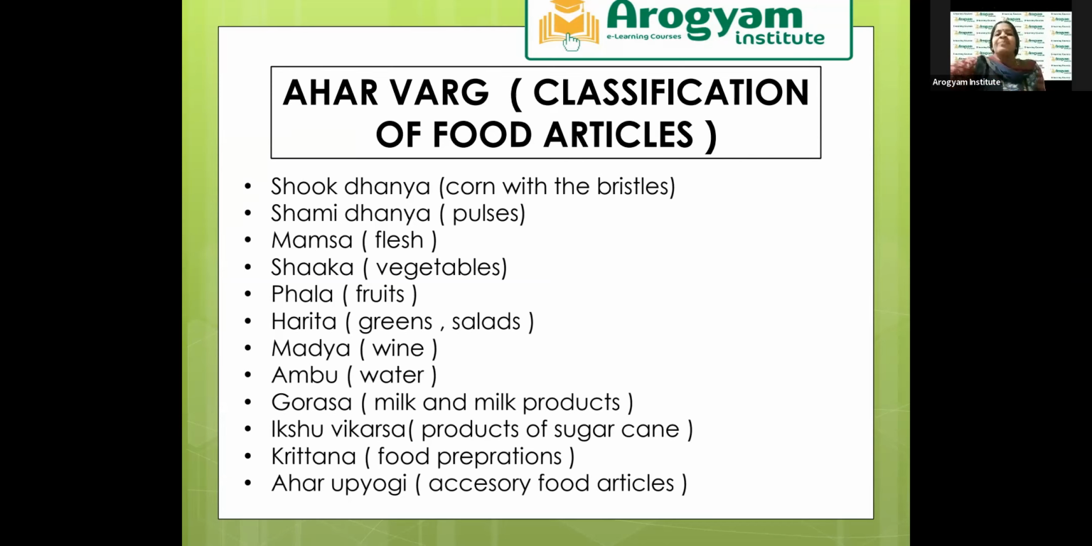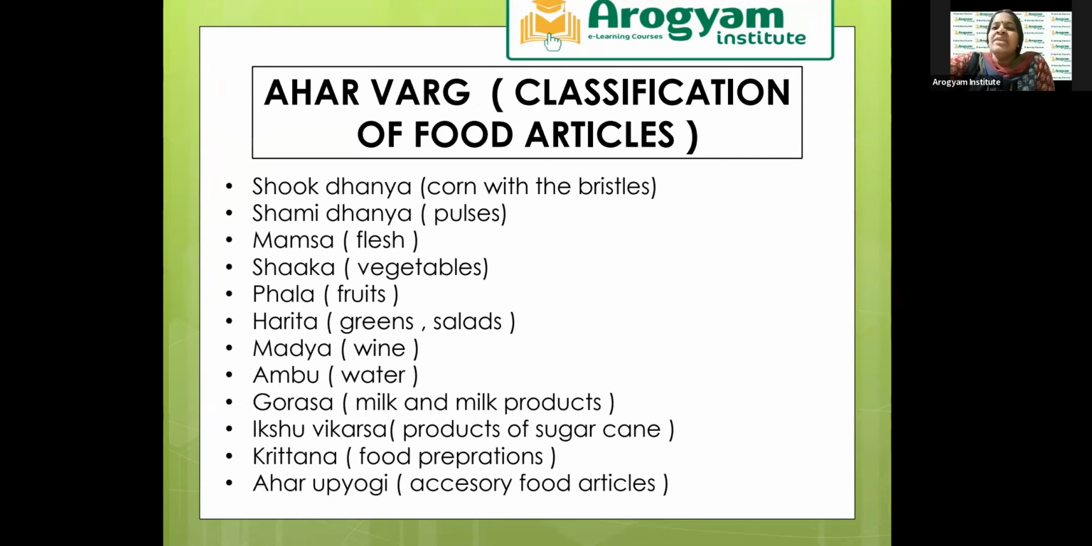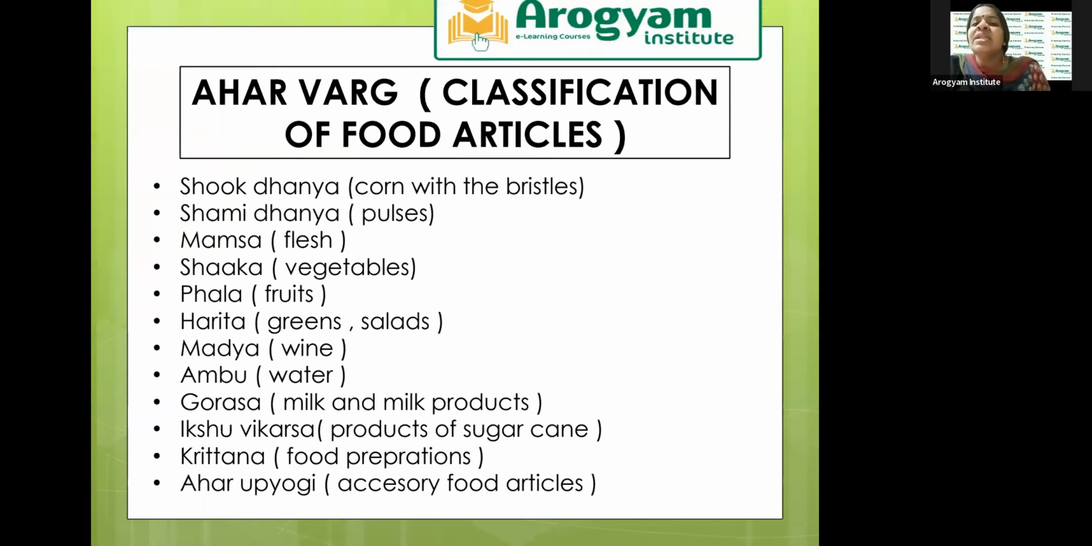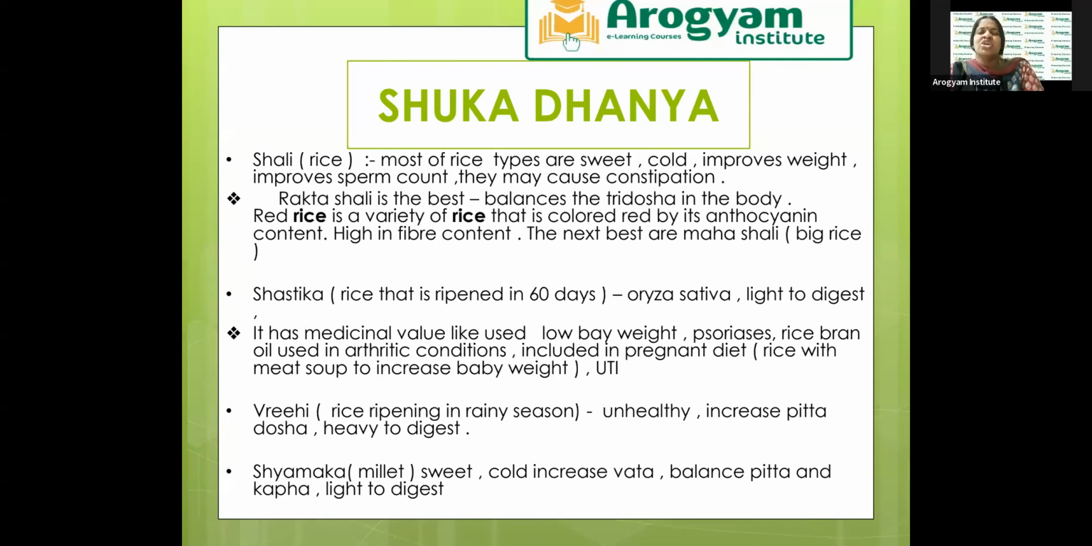Okay, yes, let us talk about Dhanya Varga. Dhanyas means cereals and pulses. Shukha dhanyas are basically cereals or corns with bristles, that means which have sharp ends, or generally we can just classify or understand Shukha dhanya varga as the group of cereals.